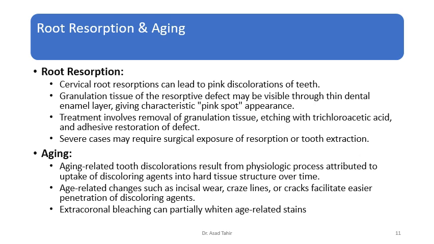Aging: aging-related tooth discolorations result from a physiologic process attributed to uptake of discoloring agents into hard tissue structure over time. Age-related changes such as incisal wear, craze lines, or cracks facilitate easier penetration of discoloring agents. Extracoronal bleaching can partially whiten age-related stains.